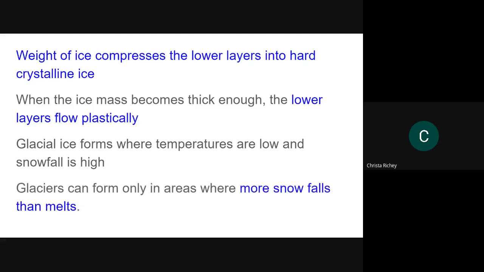But you have to have more snowfall than you do melting. Otherwise, you will not have a glacier anymore. It will retreat. And they do certain things when they retreat as well. There's certain formations that occur, which is how they figured out that we've had previous ice ages, because those glaciers are no longer there.